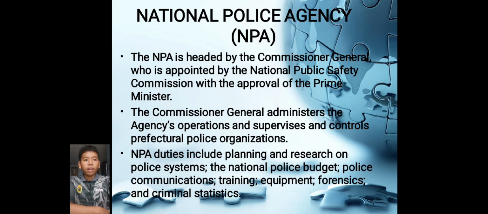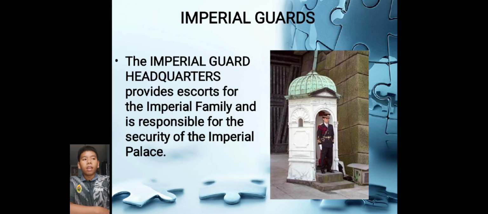The Commissioner General administers the agency's operations and supervises and controls the prefectural police organization. NPA duties include planning, research on the police system, the national police budget, police communication, training, equipment, forensics, and criminal statistics. And in Japan, they have the Imperial Guards. The Imperial Guard headquarters provides escort for the Imperial family and is responsible for the security of the Imperial Palace.